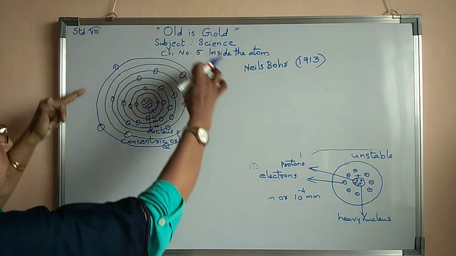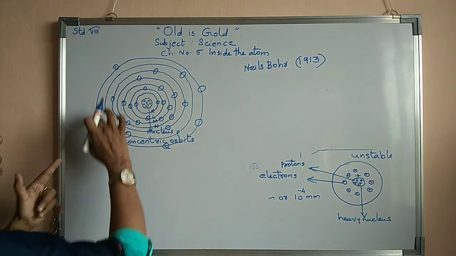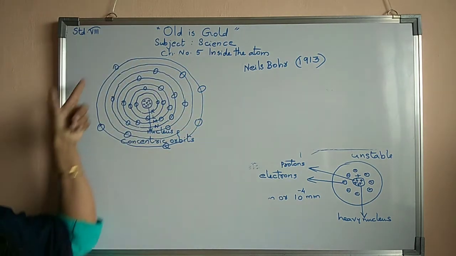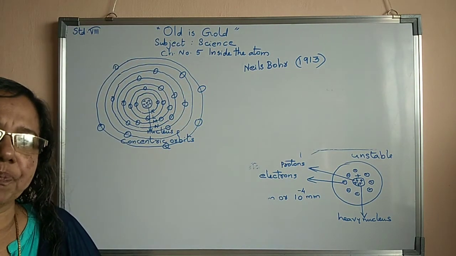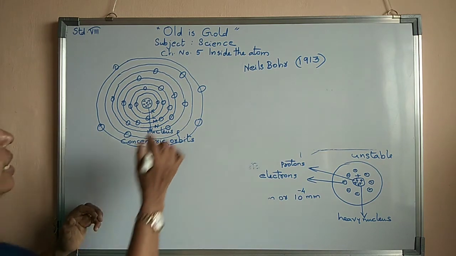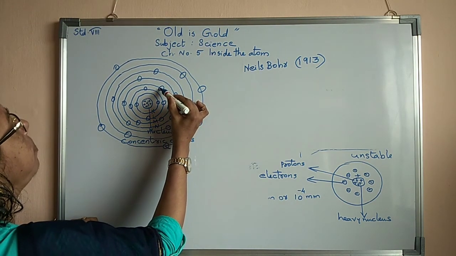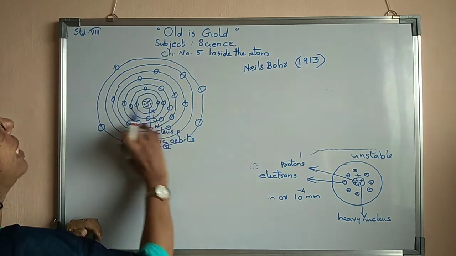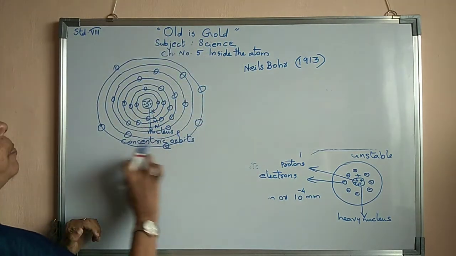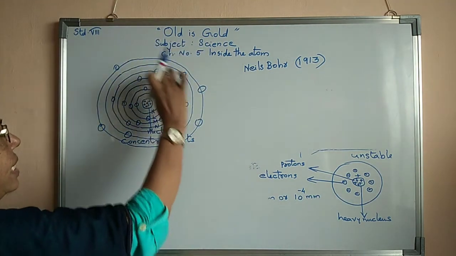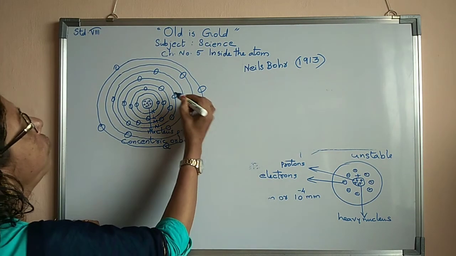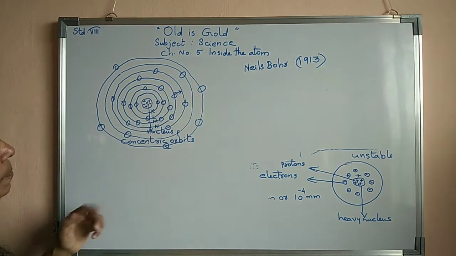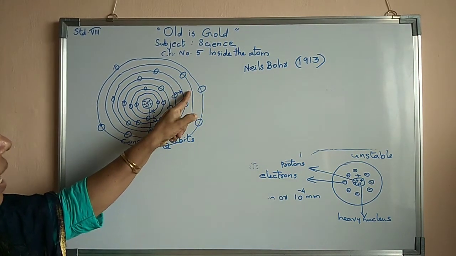Now here, this is the last orbit. In that I made 1, 2, 3, 4 electrons. All these 4 electrons will have the same energy level. Now, suppose from this orbit, this is the inside part, and this is the outside orbit. These are inside orbits. Now suppose this electron is jumping into the other orbit.